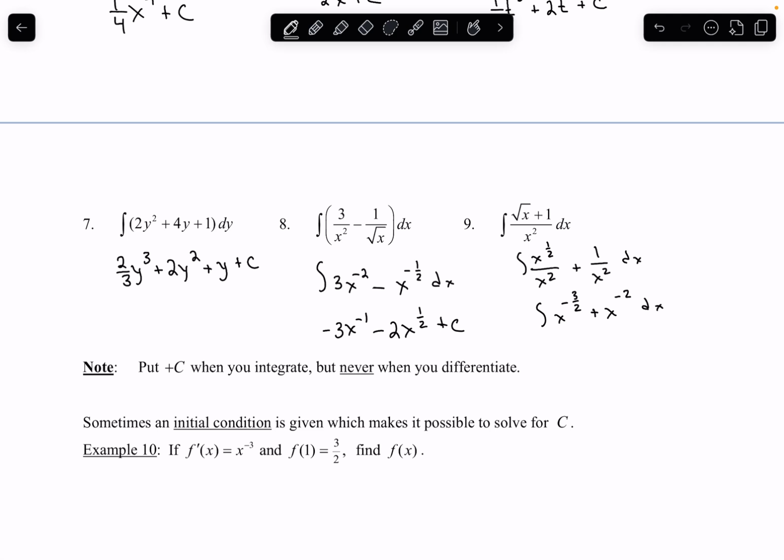Okay, so when I add 1 to each of these, the integral of x to the negative 3/2, when I add 1, I get x to the negative 1/2. And dividing by negative 1/2 is the same thing as multiplying by negative 2. So I get a negative 2 out front. And then x to the negative 2 becomes x to the negative 1.